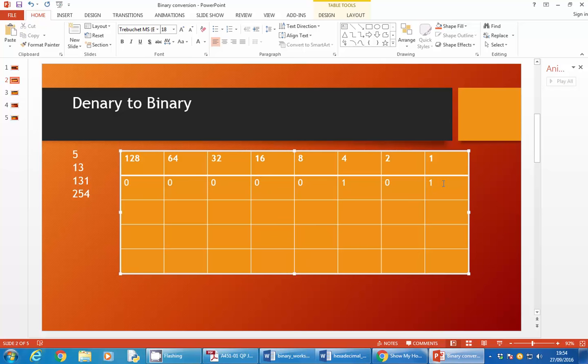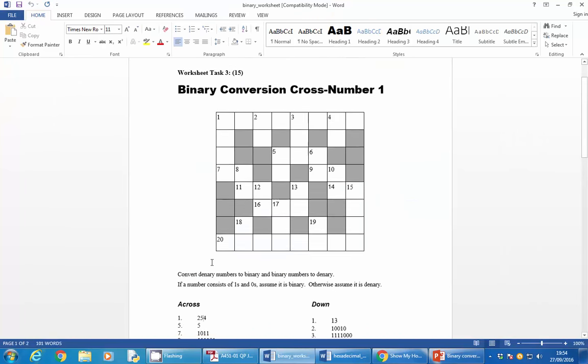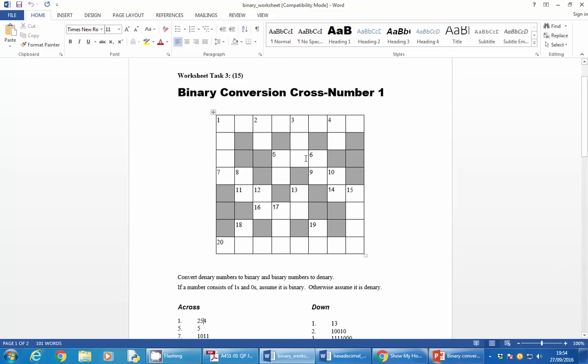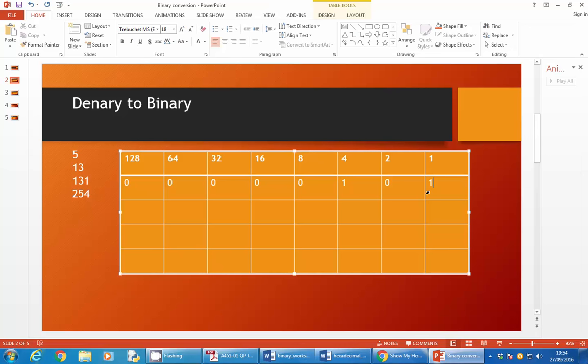Now for the worksheet, you only need to put the numbers that you need. So for 5, you only need to put 3 bits, and you put the 3 bits from the right hand side. So 101. You always put it from the right hand side, not the left, because that's the least significant. Right, number 13. What do I need to make 13? To make 13, I need an 8, a 4, that's 12, and a 1. The rest are going to be zeros.